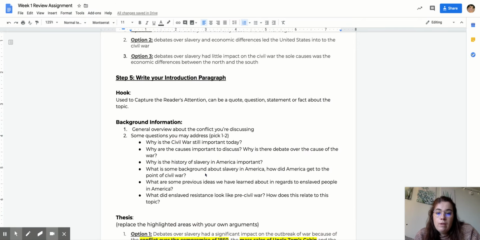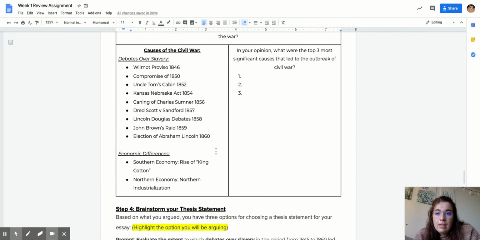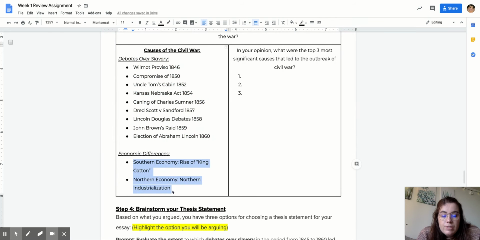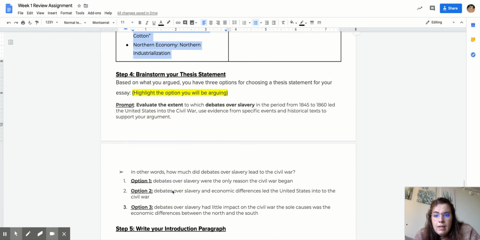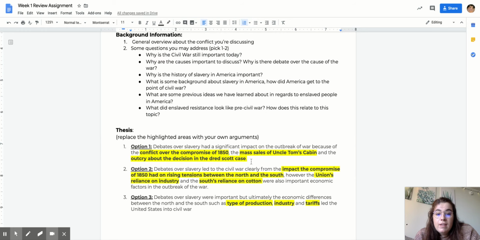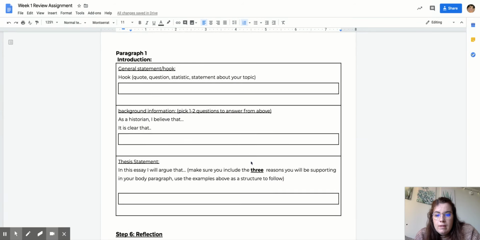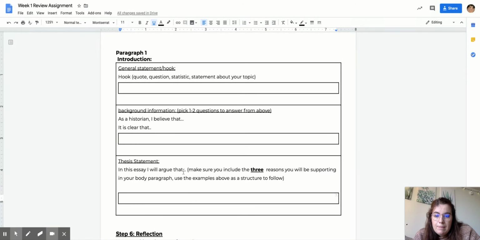So that third reason would be completely ignoring all of these things that happened here and just saying these two reasons were the reason the Civil War started. Again, here is kind of an overview of what the options are, and then here are specific examples of what a thesis statement should look like depending on which option you choose to argue in your essay. And that will be written down here under thesis statement.